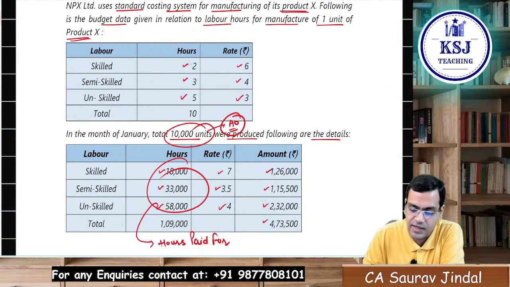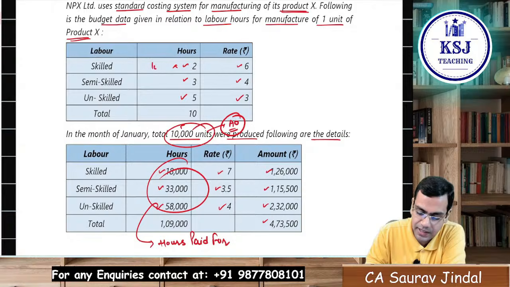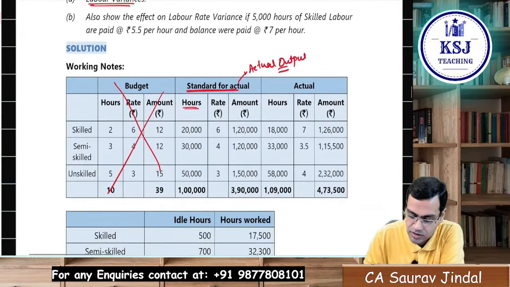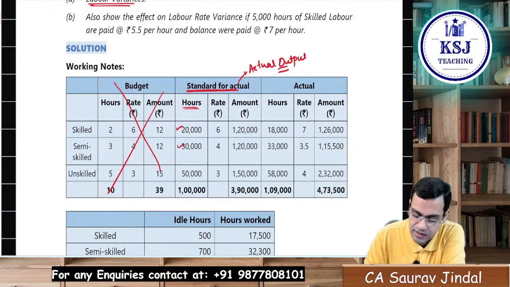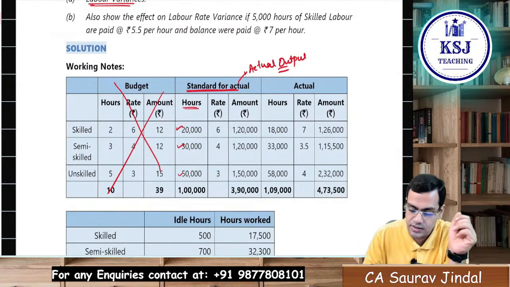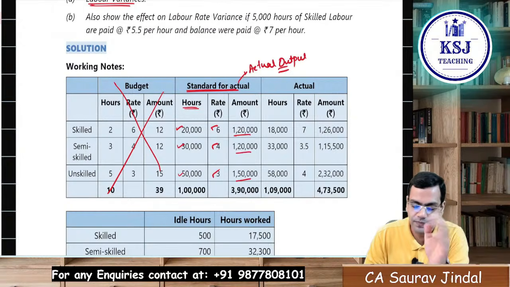These are the standard hours given for 1 unit. If you multiply it with the actual output, multiply it with 10,000, we will get the standard hours for actual output. Standard rate is given, so we will get standard cost. That is what is done. 20,000, 30,000 and 50,000, right? Standard hours for 1 unit multiplied by the actual output. Standard rate is given to you, so you will get standard amount, standard cost, right?